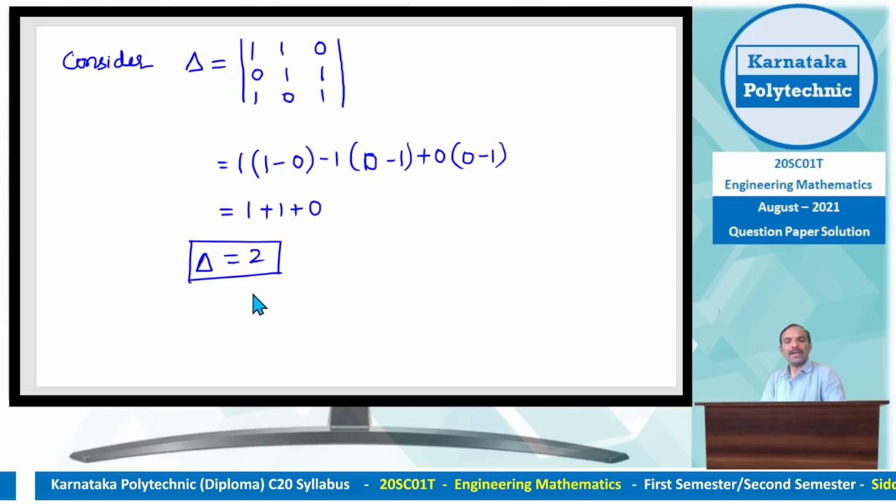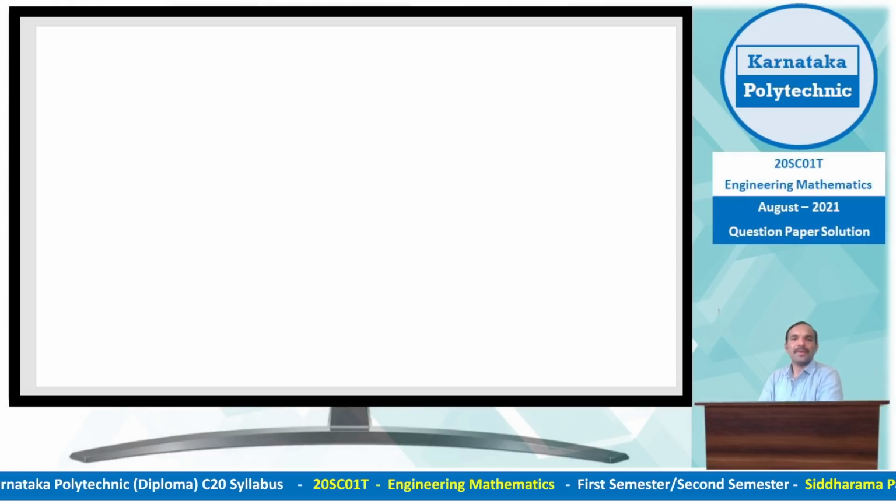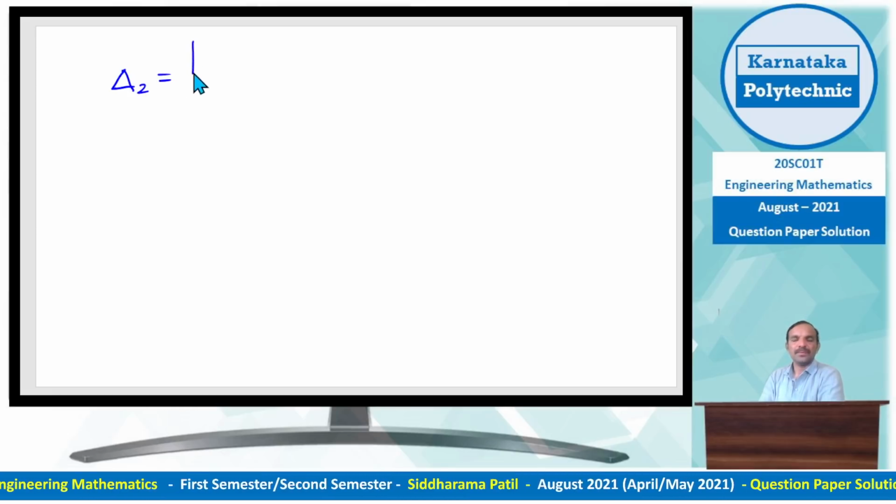Next, you have to find out delta y. That is delta y. Some may write delta y as delta 2, delta 2 equal to. Delta y can be written, or delta 1, delta x, delta 2, they write it that way too. It means you have to change the second column.